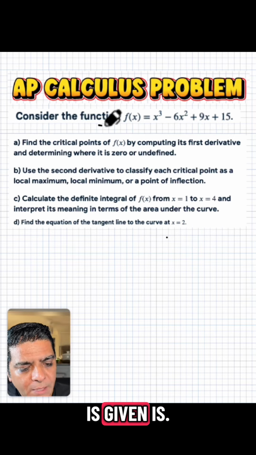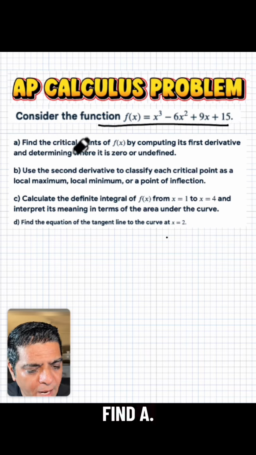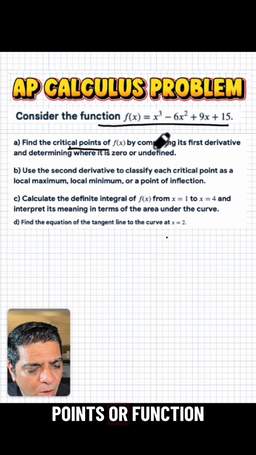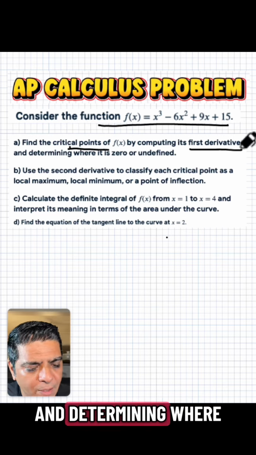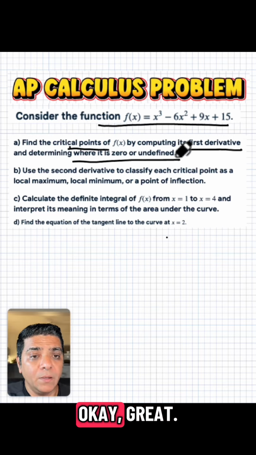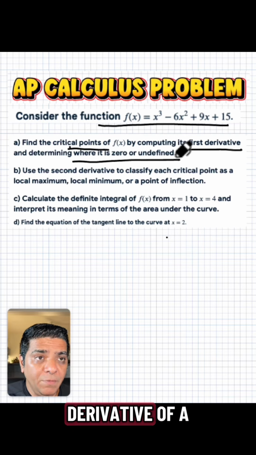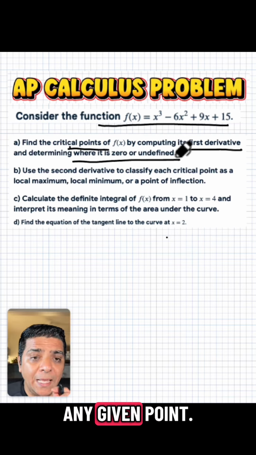All right. So what is given is, consider the function is given. Find the critical points of the function f(x) by computing its first derivative and determining where it is 0 or undefined. Okay, great. So the derivative of a function is basically the slope of that function at any given point.